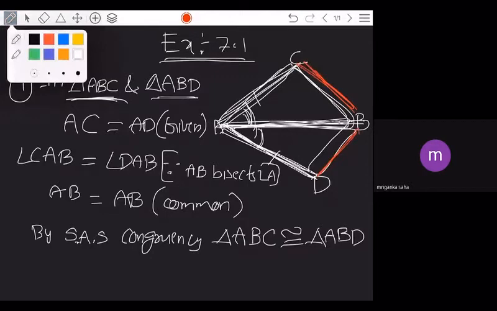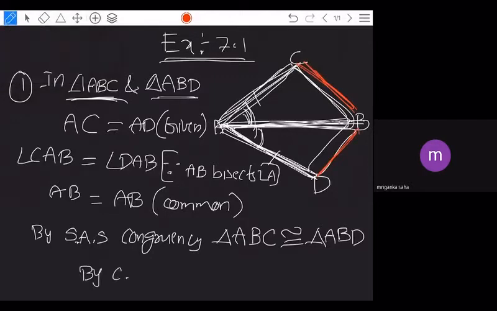So what can you say by CPCT? What is the meaning of CPCT? Corresponding parts of congruent triangles. Is it audible to you clearly? Yes, sir. Corresponding parts of congruent triangles. We have already said the triangles are congruent, so the corresponding parts, maybe sides, maybe angles, are equal.